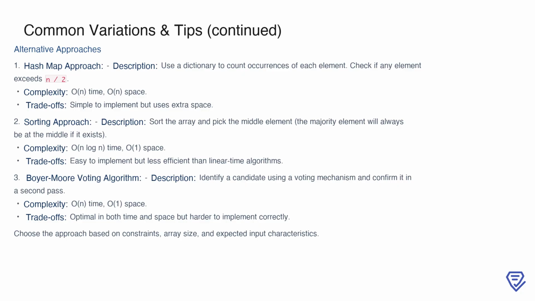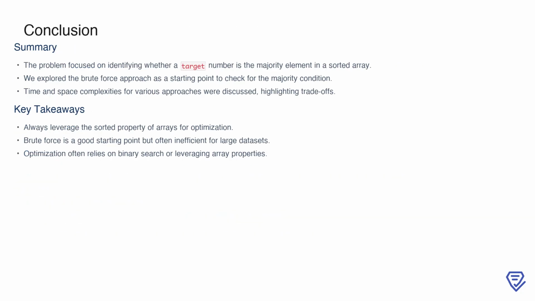The Boyer-Moore voting algorithm is another option. It identifies a candidate in a single pass using a voting mechanism and then confirms it in a second pass. This is optimal in both time and space, with O(n) time and O(1) space complexity, but it's more challenging to implement without errors. Choose an approach that aligns with the problem's constraints, the size of the array, and the characteristics of the input you expect.